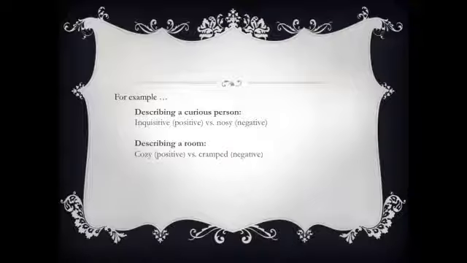Here's another example. You could describe the same room as being cozy. The word cozy has very positive connotations. Or you could say that it's cramped. Cramped always has negative connotations. You don't say something is cramped and mean it in a nice way.